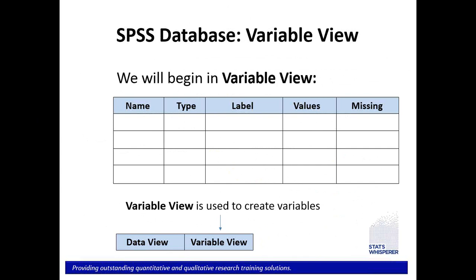Now, the first thing to keep in mind when we're creating our database is that in the lower left-hand corner of SPSS, in the current version, there are 2 tabs. One says Data View, and the other says Variable View. We're going to start in Variable View because that is where we create the variables, which is our first step.